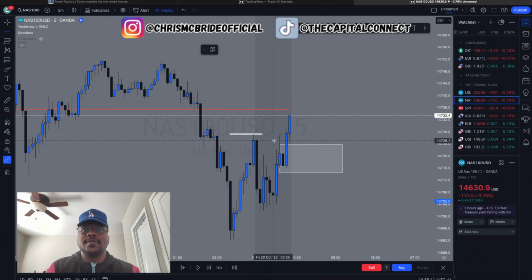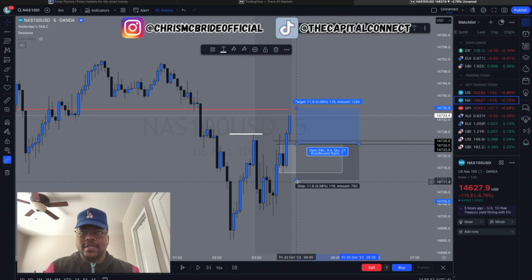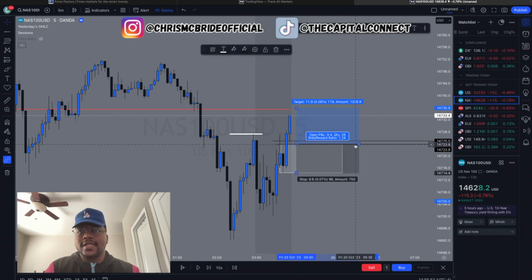Again, the gap is very small. However, the gap is still there. So all I'm doing again is waiting for price to get back to my area, and I'm entering. Simple as that. Now, I didn't take this setup.